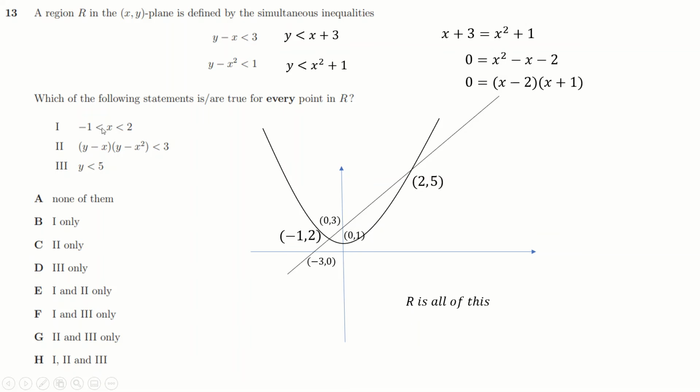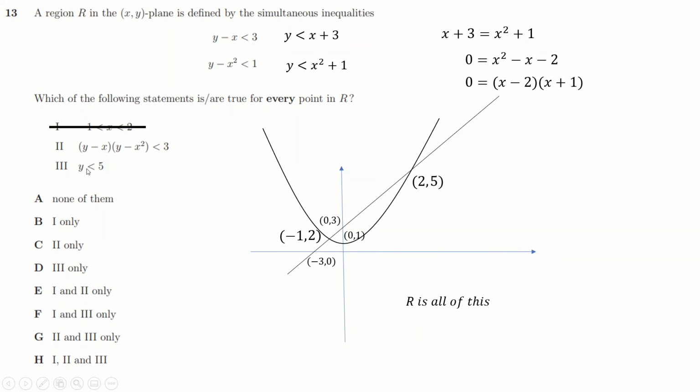And we're asking which of these is true for every point in R. Is x always between minus 1 and 2? Well, no. Because right over here you have the point 10, 0, and x is 10, and it's in this region. Now, I think this is tricking people who assume that this is the region, but it's not. All of this is, because you're less than both of them.